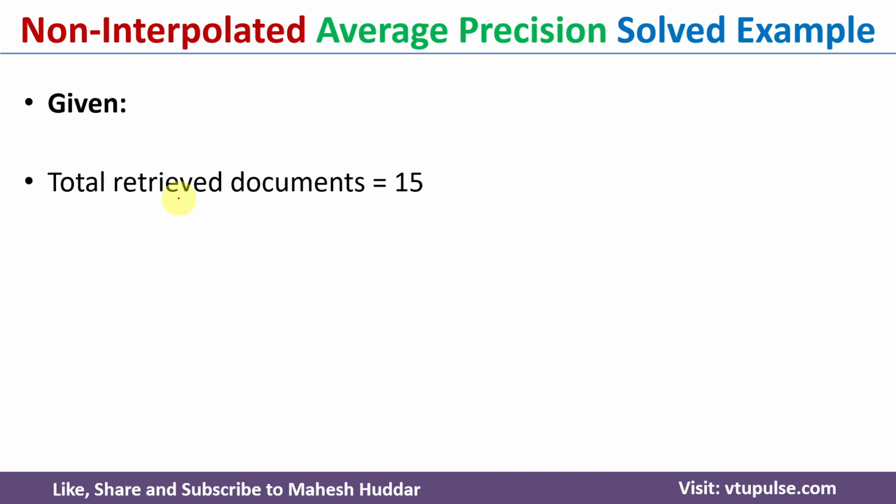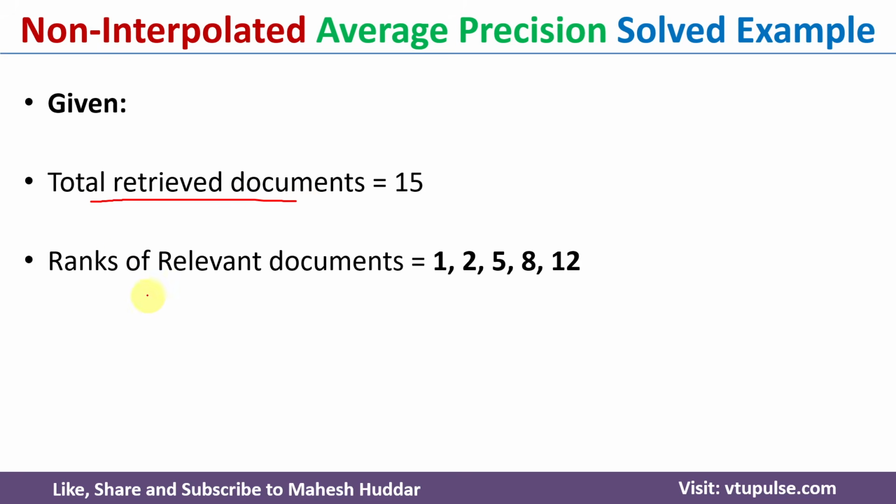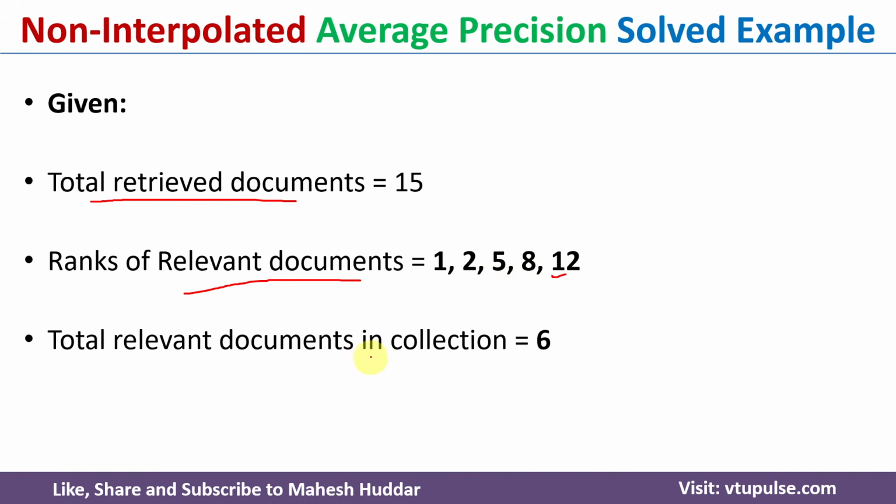This information is given to us: the total retrieved documents are 15. Ranks of relevant documents are 1, 2, 5, 8 and 12. And total relevant documents in the collection are 6 documents.